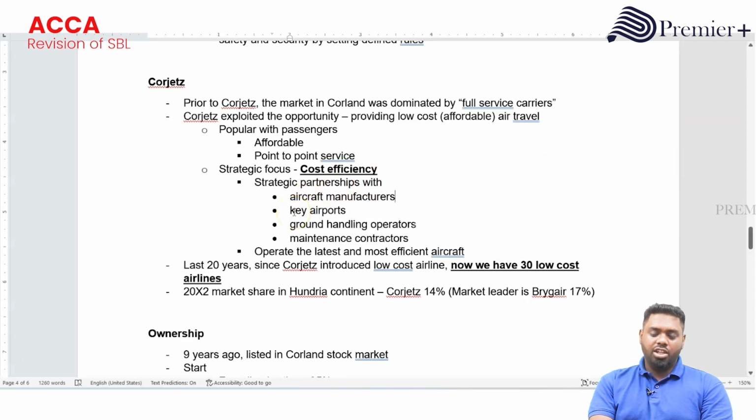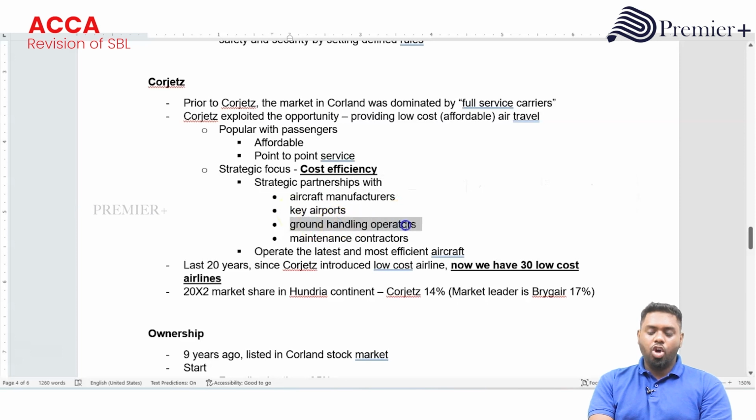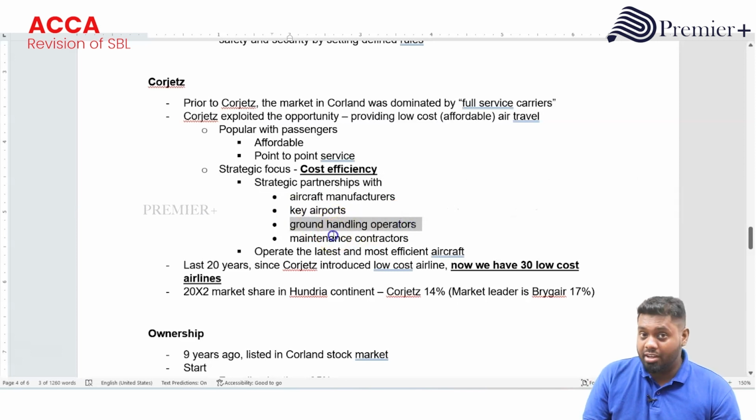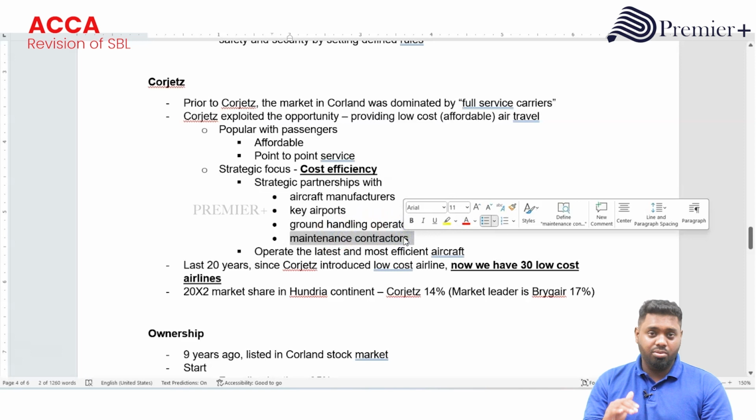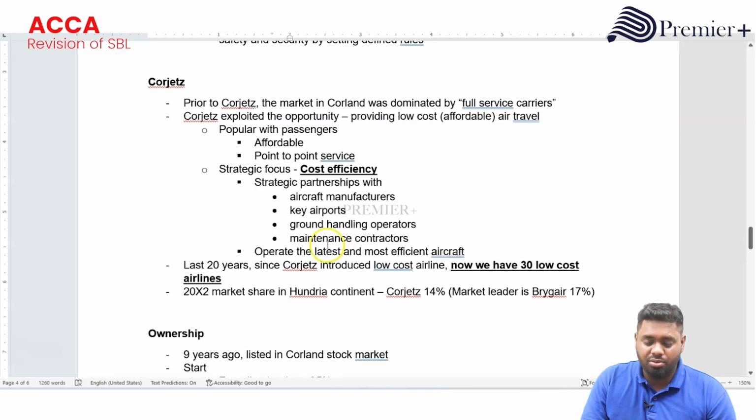Next, they also have strategic partnerships with key airports, ground handling operators, and maintenance contractors. These back-end workers are also very helpful for the organization to operate, so having a good relationship is very helpful. And they operate the latest and most efficient aircraft, which is very important.